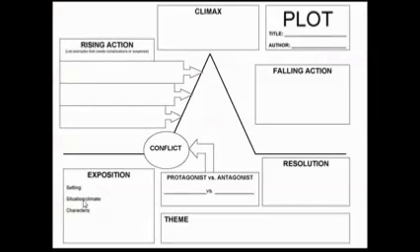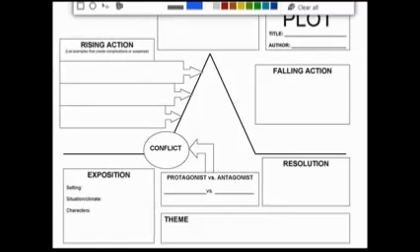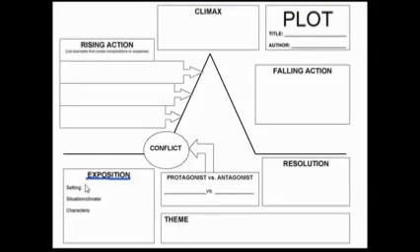All right, so the first part we are going to look at is the first I can statement of I can understand the different elements of the plot. So in order for us to understand that, we really need to have a good definition. So the first part we're going to look at is the exposition right here. So the exposition is typically the beginning of the story. In the exposition, we are going to be looking at the setting. So the setting tells where and when the story takes place.